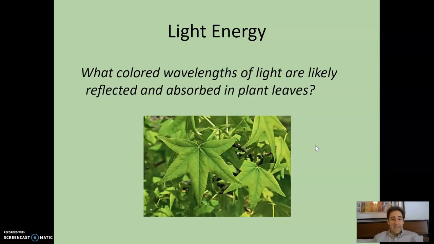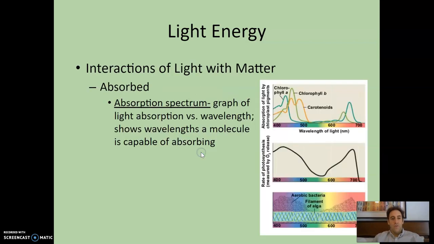So I kind of gave this answer away. Plants, because they're green, are reflecting green light, but absorbing all those other wavelengths. And so we can actually measure this with something called an absorption spectrum. An absorption spectrum is a graph of light absorption versus wavelength for a different molecule. And lo and behold, we see green, we absorb very little light, but we do absorb the oranges, reds, and the purples, blues, etc. And so, this diagram is maybe a little cleaner.